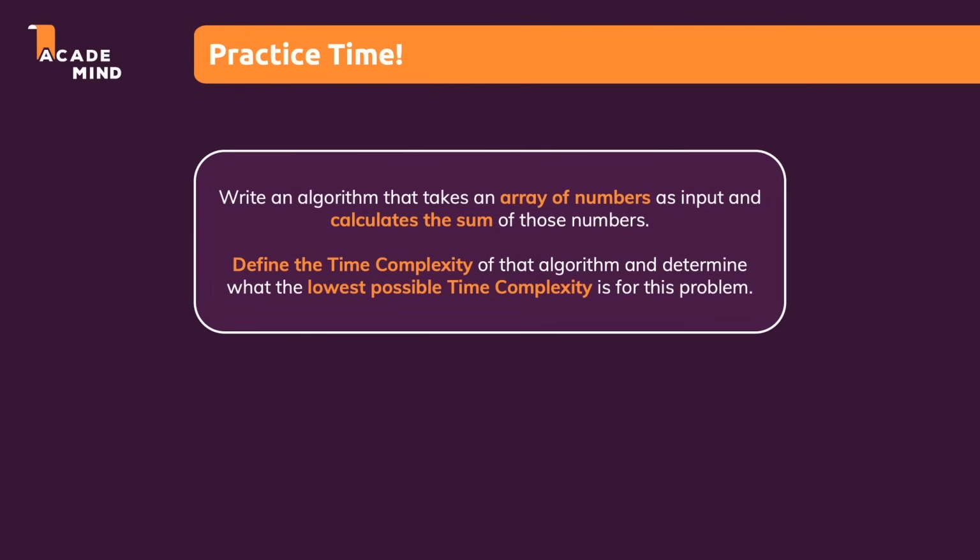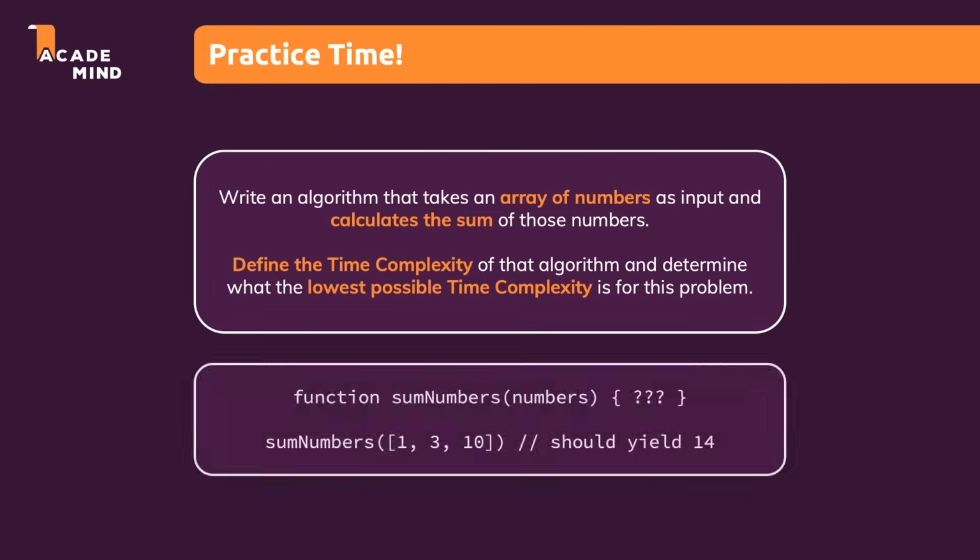So if we have a look at the code, you should write some function, sum numbers, which takes an array, numbers, as input, and which you can call, like you see it here in the second line, and you get back the response, in this case 14, for summing up those numbers. So your task is to write this part that's inside the function and determine the time complexity of your solution, as well as the lowest possible time complexity you're able to come up with.